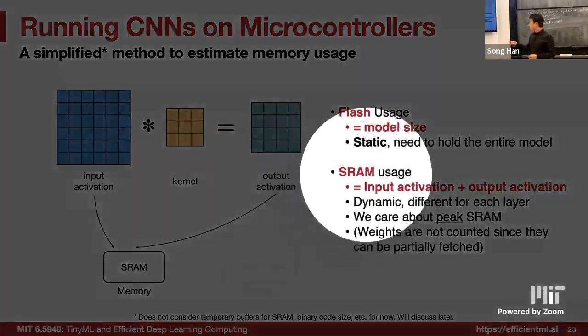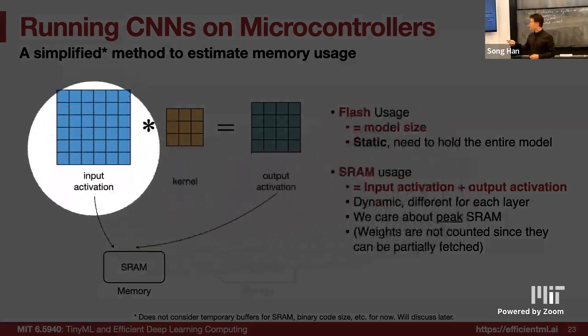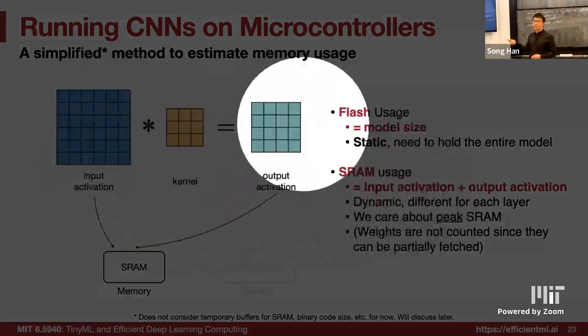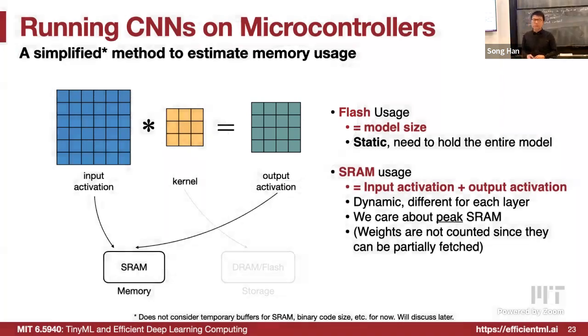And the SRAM usage is roughly equal to the input activation plus the output activation, since they are read and written dynamically during the inference. We care about the peak SRAM usage, which means the size of the largest layer determines our peak memory usage. And weights are not counted here since they can be partially fetched. You can fetch them through computation as necessary.